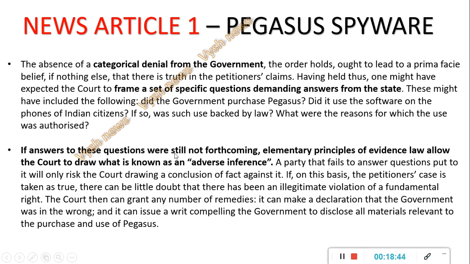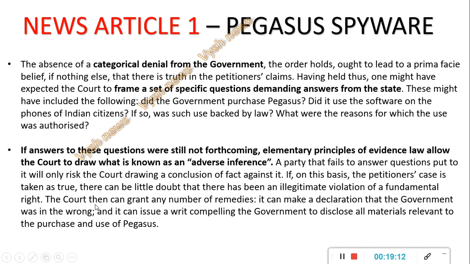And if the answers to these questions are still not coming, elementary principles of evidence law allow the court to draw what is known as an adverse inference. There is something called adverse inference. That is, if you are asking one person the same thing 10 times and he's not giving a conclusion, no truth, no fact, then you should think, okay, he's guilty, he has something to hide. So that way you should come to a conclusion that there is some violation of this fundamental right.